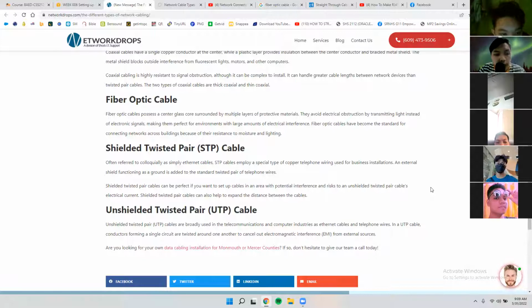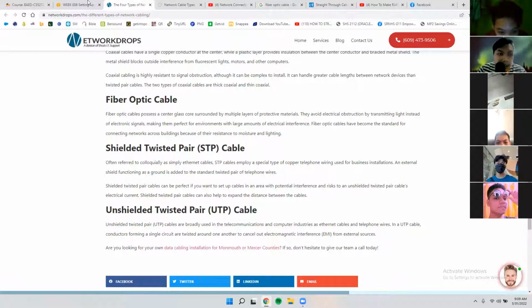Okay, so shielded twisted pair can be perfect if you want to separate cables in area with potential interference. And leads to an unshielded twisted pair cable are electrical current. So ang difference lang naman is when it comes to electromagnetic interference. Okay, so shielded twisted pair can also help to expand the distance between the cable. So unlike the unshielded, okay, it is used for telecommunications naman. Telecommunication industries, Ethernet cables, and telephone wires. Okay? So UTP, forming a single circuit twisted around one another to cancel out EMI from external sources. Usually, yun yung meron sa shielded twisted pair.